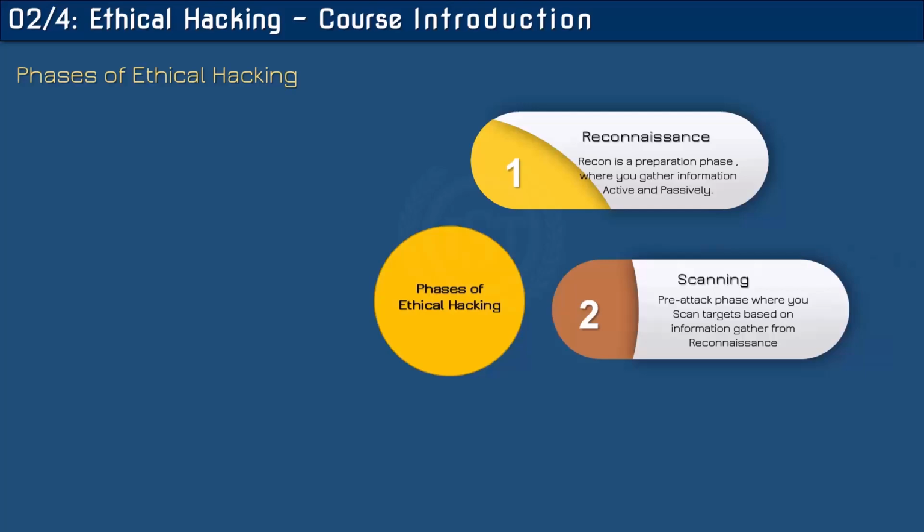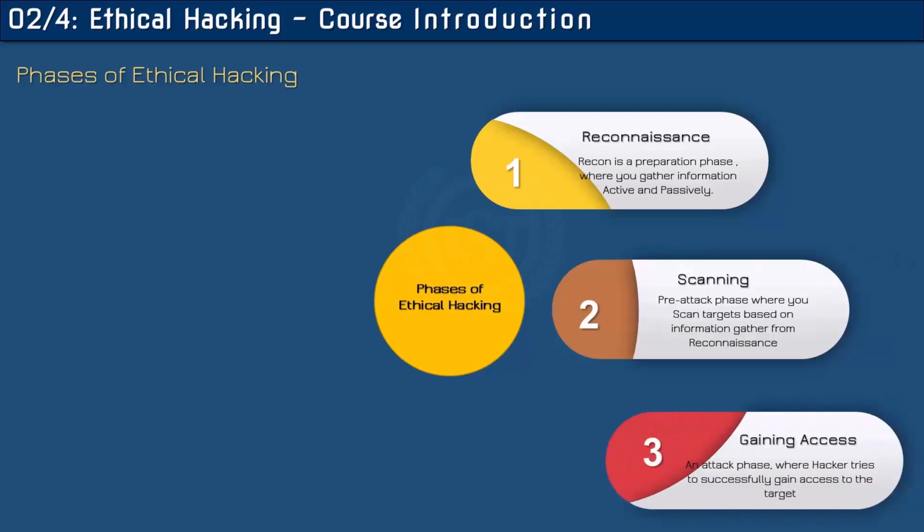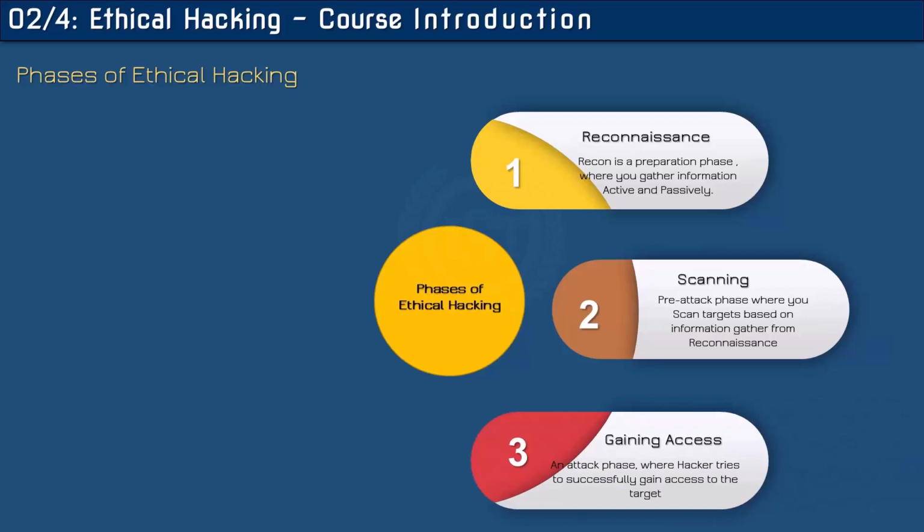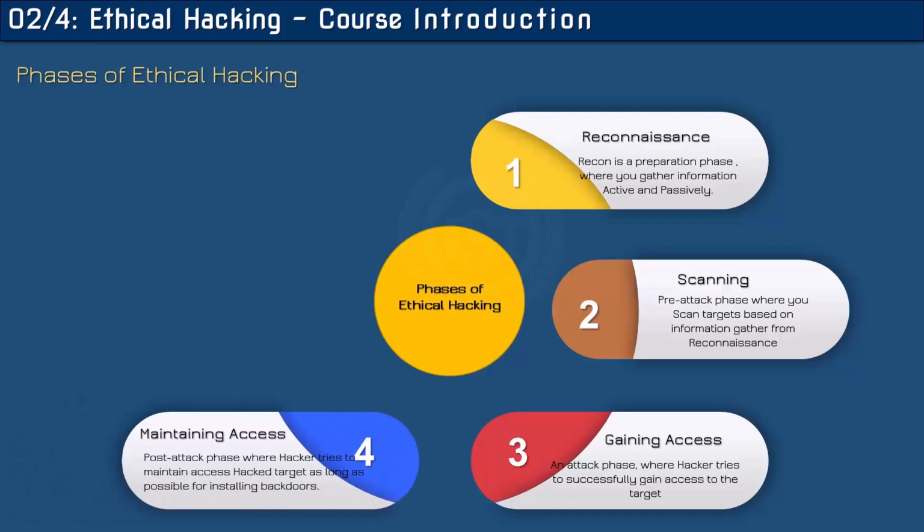This phase is called the gaining access phase. From the previous phases, we have gathered and filtered the information that helps in finding the bugs or vulnerabilities, and those vulnerabilities are exploited in this phase to hack or to gain access to that computer or compromise the target or network. Next phase is the maintaining access phase.